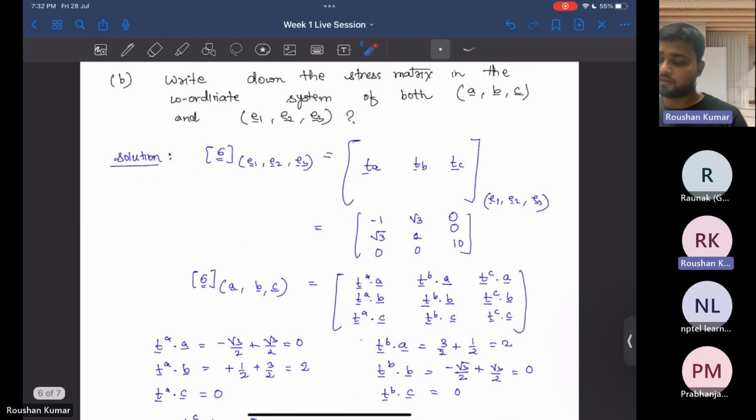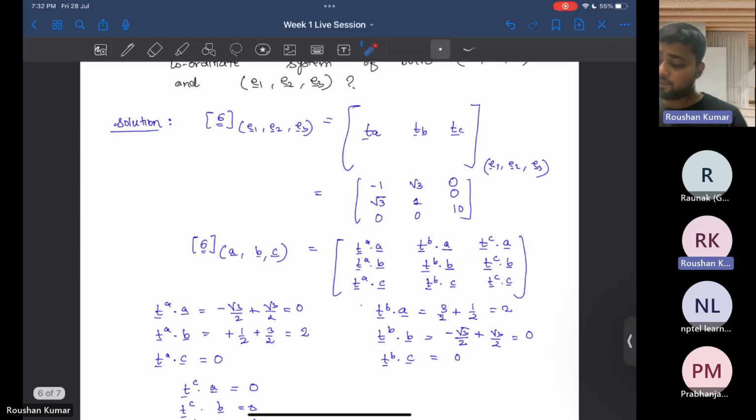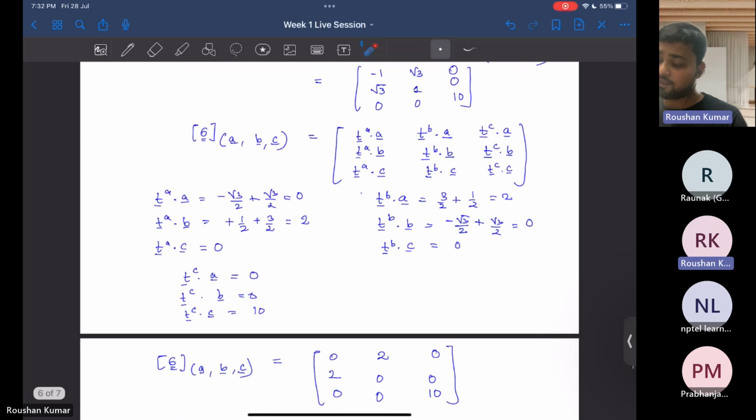Okay. So here in the E1, E2, E3 coordinate system, it can be written in this way, and in the ABC coordinate system, it can be written in this way, that is TA dot A, TA dot B, because we have to find the component of the traction vector on plane A along the A direction, the traction vector on plane A along the B direction, and similarly the traction vector on plane A along the C direction.